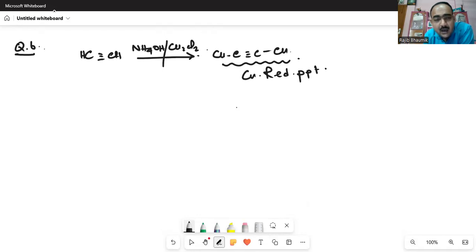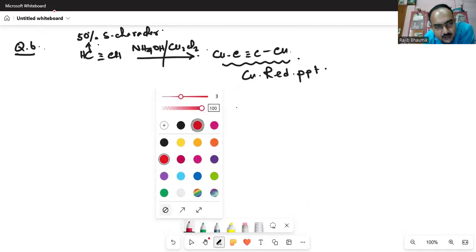This is due to the higher s character of this carbon atom. This is 50% s character, so the hydrogens are acidic here. You should recall it from chemical bonding. Question number 6 is done. Question number 7.